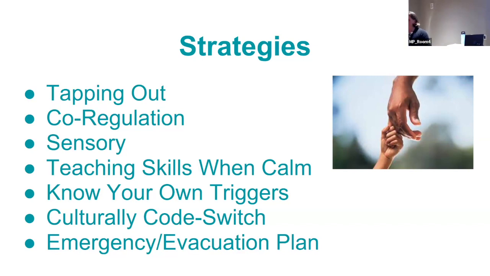Emergency and evacuation plans. Nobody wants to talk about it. It happens. Kids can get so escalated and angry. We have to leave the room. We have to keep other kids safe. It is a reactive plan, but it doesn't have to be chaotic or punitive. There are times you have to have that happen for the safety of all students.